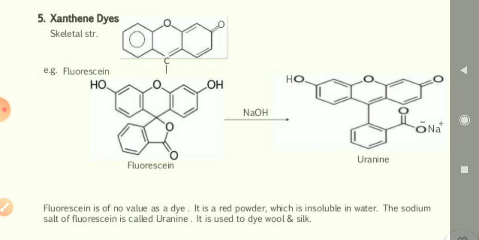Next is the xanthene dye. This is the structure of a xanthene dye, the three rings over here. Fluorescein is one of the valuable xanthene dyes, and it is a red powder which is insoluble in water. The sodium salt of fluorescein is called uranine, and it is used as a dye for wool and silk. This is the synthesis method for fluorescein to uranine.